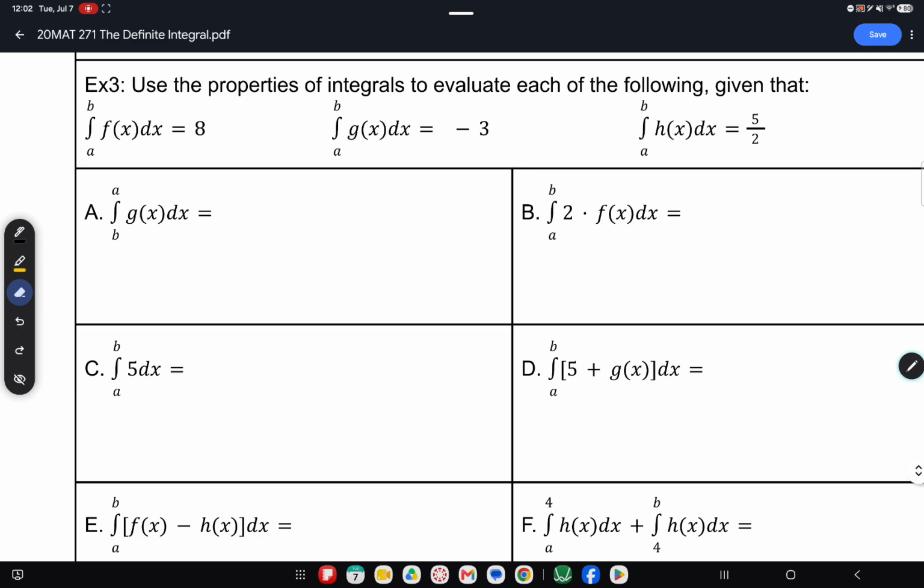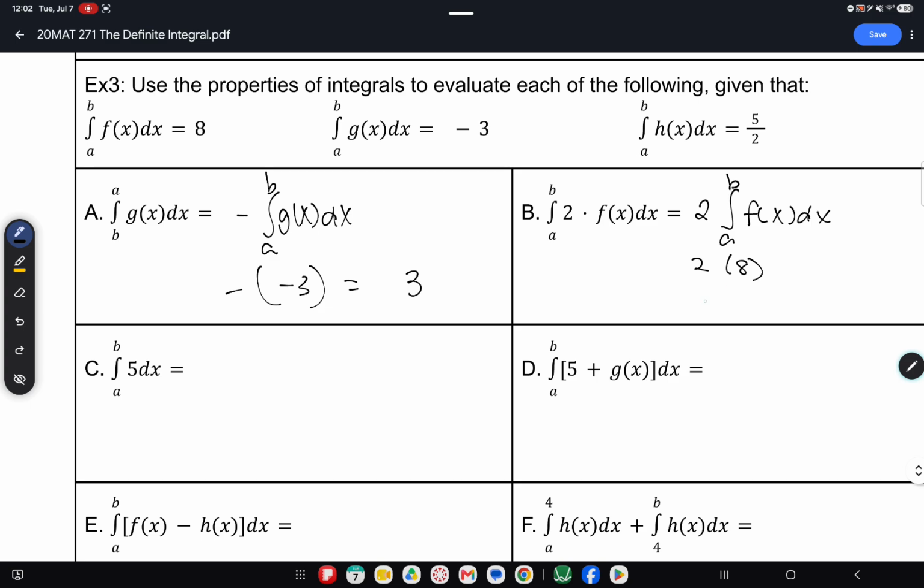From b to a, that property says we take the negative of a to b for the function. Well, we know that a to b for g is -3, but I want the negative of that, so actually it's just 3. All right, from a to b of 2 times f of x, 2 is that multiplier, right? So the property we can apply is take the 2 out and then do the integral. Well, we know that a to b for f is 8. So total, this is going to be 16.